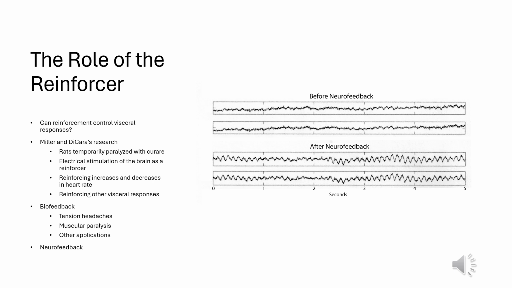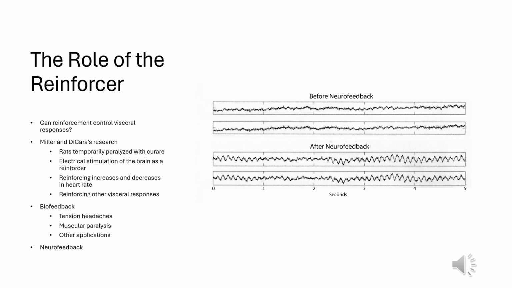So in the 60s, Neal Miller and Leo DiCara conducted experiments that demonstrated operant conditioning of autonomic visceral responses. This challenged the long-held view that these responses could not be controlled through reinforcement. So rats were paralyzed with curare. In their experiments, rats were injected with a drug that induces temporary paralysis, preventing any movement or voluntary behavior. Despite the paralysis, visceral responses in the rats, such as heart rate, could be conditioned using reinforcement.